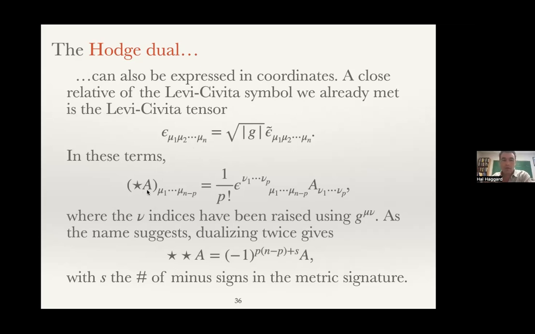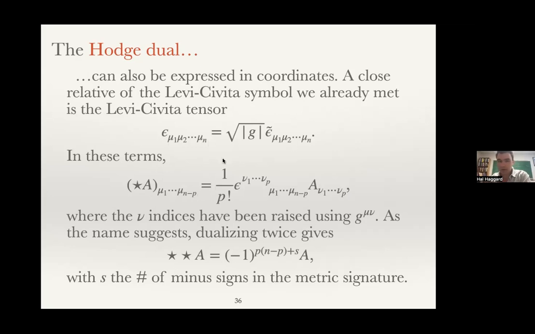The star of a p form A, well, it's an n minus p form. That's why it carries n minus p indices. It's just 1 over p factorial, the epsilon tensor contracted with the A that you started with. Wait a minute, Hal, you said all the epsilon indices were down.